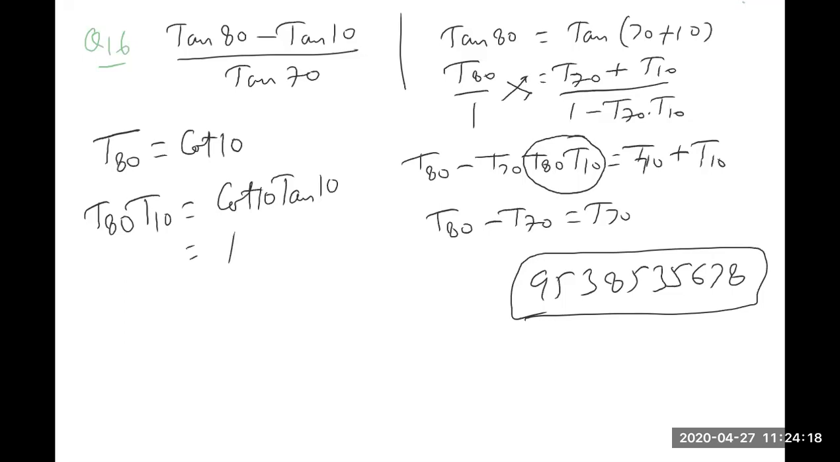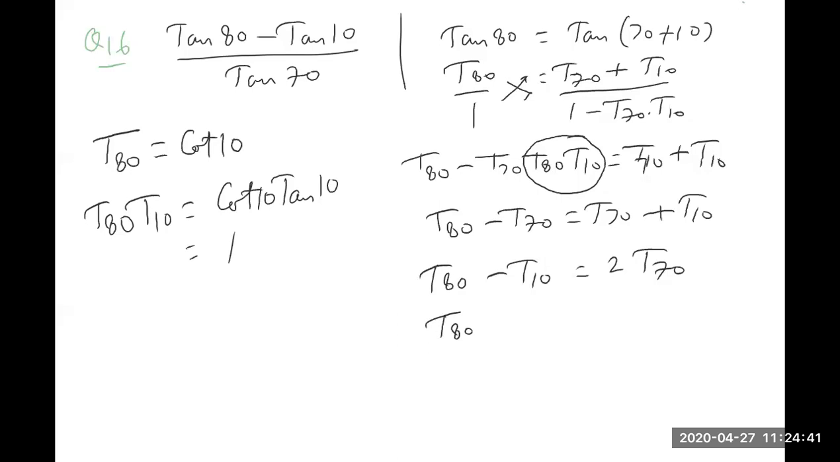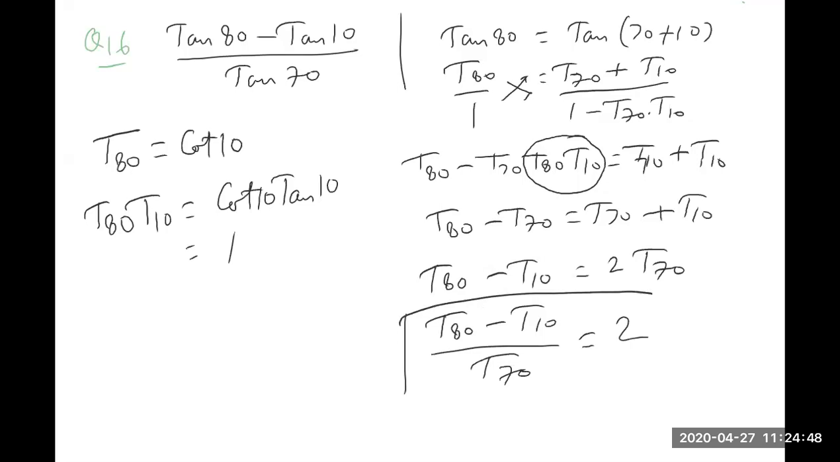So you can write tan 80 minus tan 10 is equal to 2 tan 70. So divide by this: tan 80 minus tan 10 upon tan 70 is equal to 2. So this will be the answer of this.